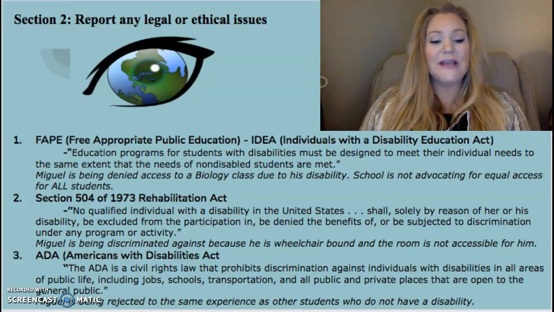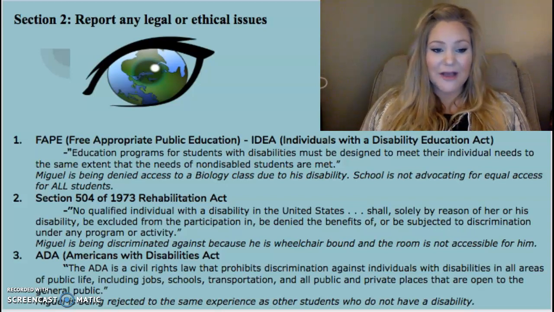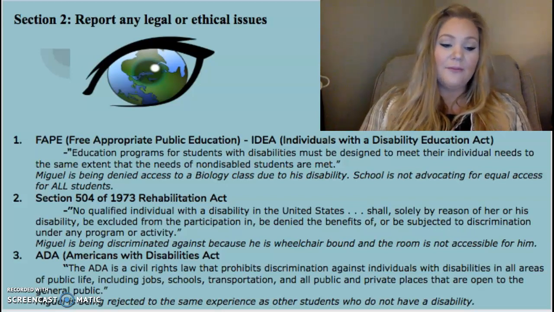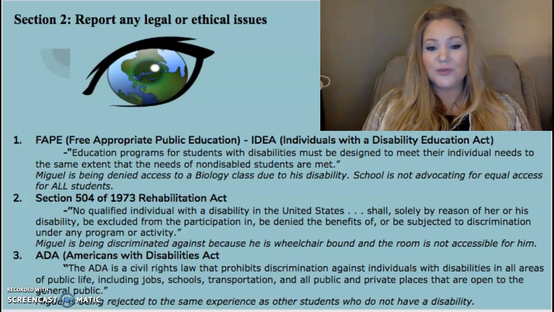And then the third one is the ADA, the Americans with Disabilities Act. The ADA is a civil rights law that prohibits discrimination against individuals with disabilities in all areas of public life, including jobs, schools, transportation, and all public and private places that are open to the general public. So again, Miguel is being denied the same experience as other students who do not have a disability, because he has a disability. So honestly, in my opinion, the school is wrong on several different counts.